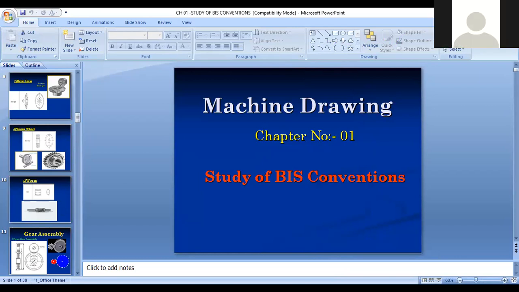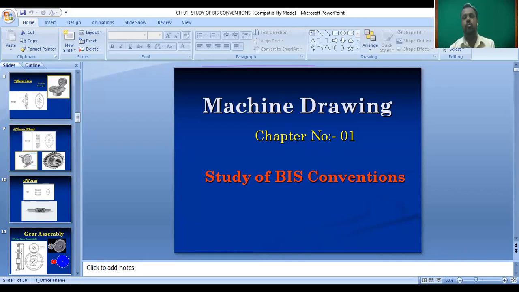Okay, this is our next point: conventional representation for the machine component. We have different types of machine components, for example the shafts, the nuts and bolts, the bearing, and the spring. Like this, there are different types of machine components.